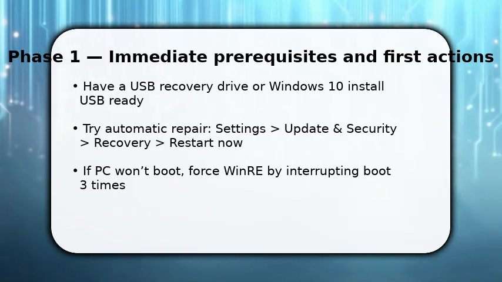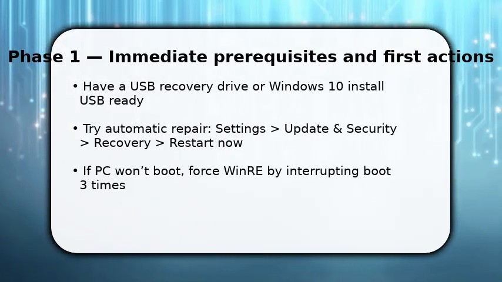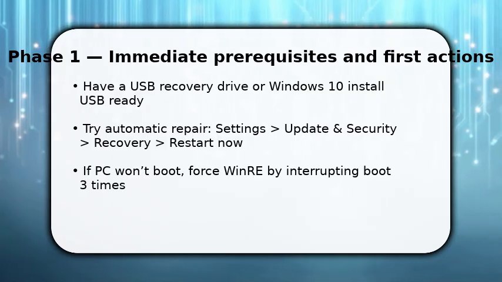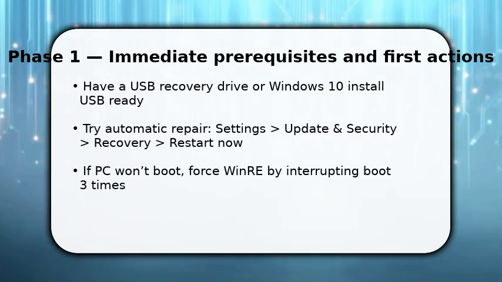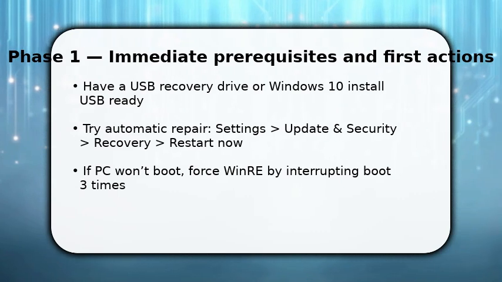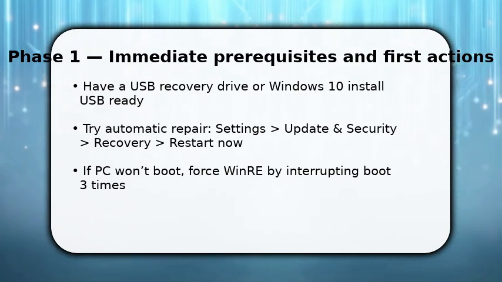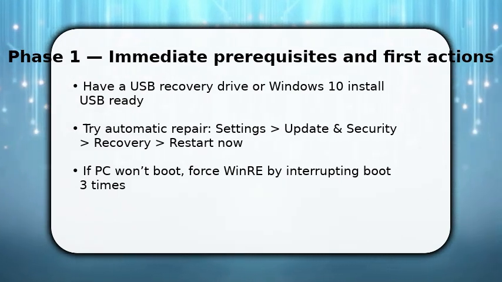Once WinRE appears, make sure you note the available options: Troubleshoot, Advanced Options, and System Restore. These are the tools you'll use next. Once in Advanced Options, choose Startup Repair and let it run. It fixes common boot issues automatically.